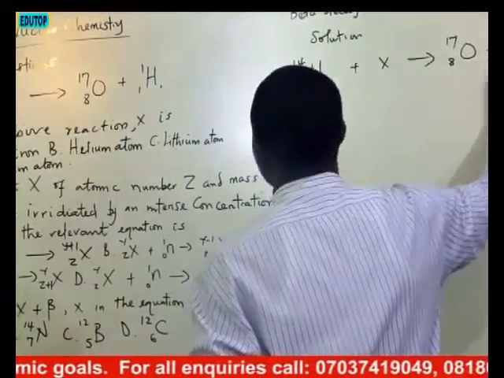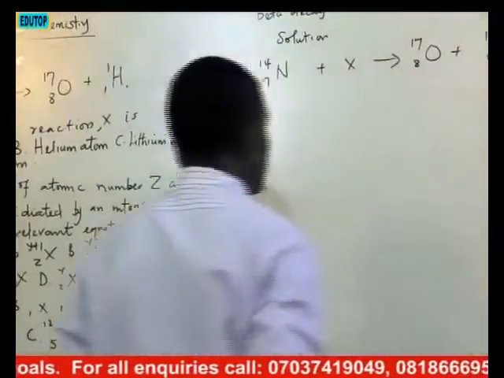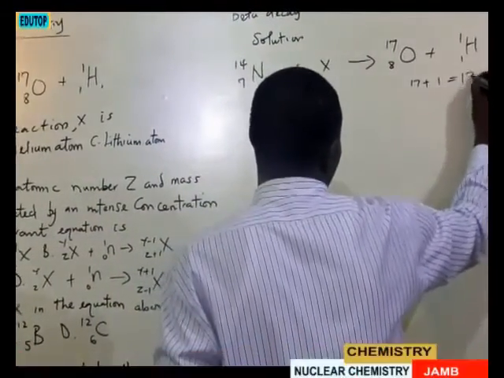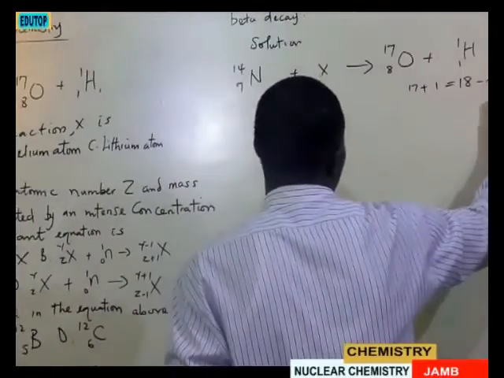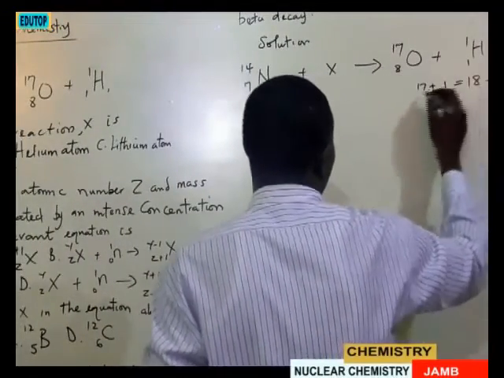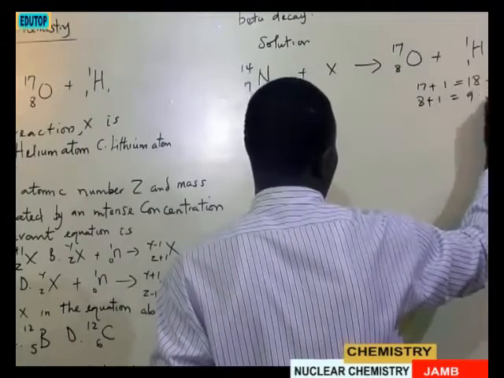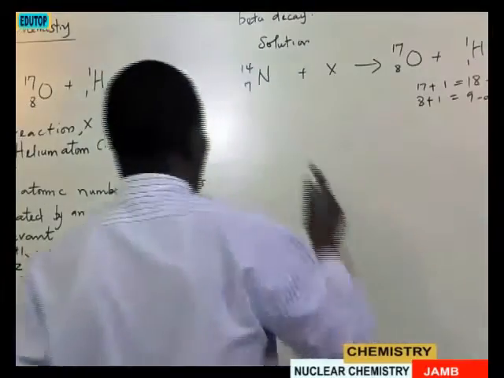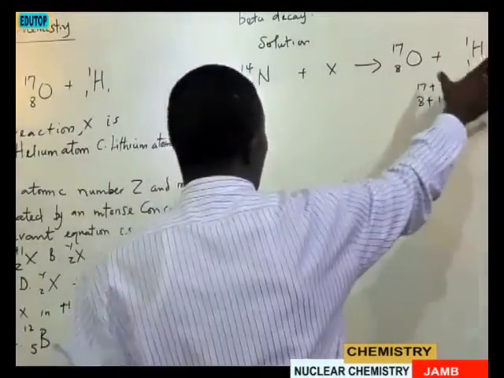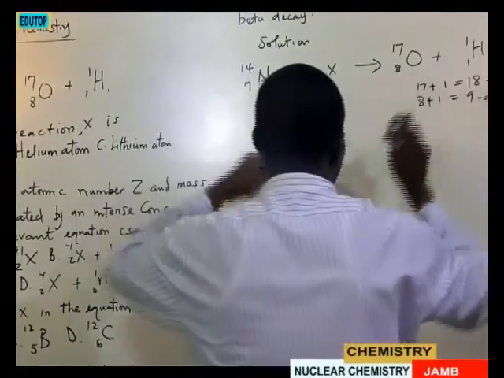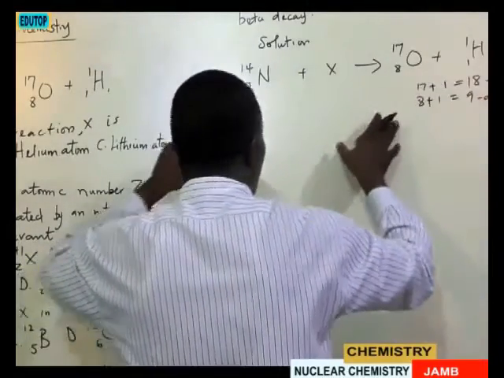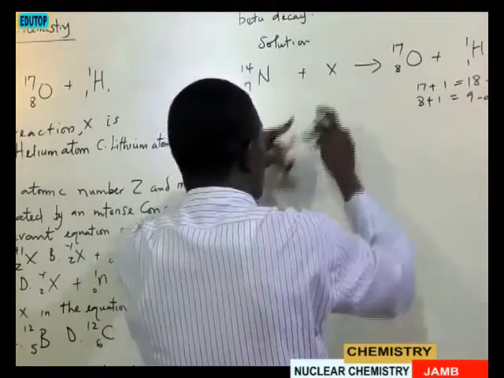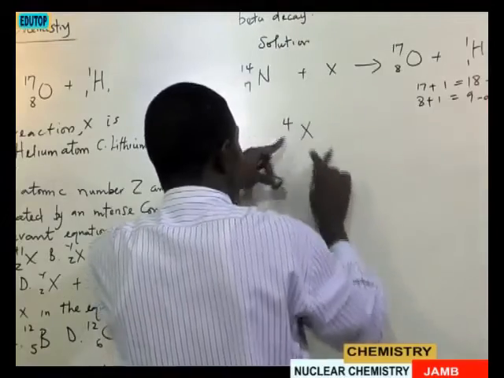O17,8 plus this. Now, if you sum everything here together, 17 plus 1, that means it's now 18. That is what? The mass number. Then 8 plus 1, that is 9. That's what? Atomic number. Now, the mass number must be the same on both sides. Remember I said that. So if the mass number must be the same on both sides, that means you are having 18 here, you are having 14 here. That means this one needs 4 more. So then maybe X has 4.